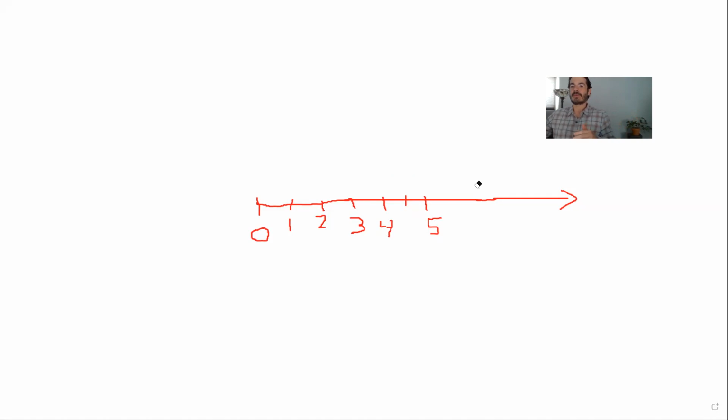0 all the way up to 5. If this were a football field, we could go all the way up to 50, right? And that's the midpoint of the football field. That's an example of a number line.